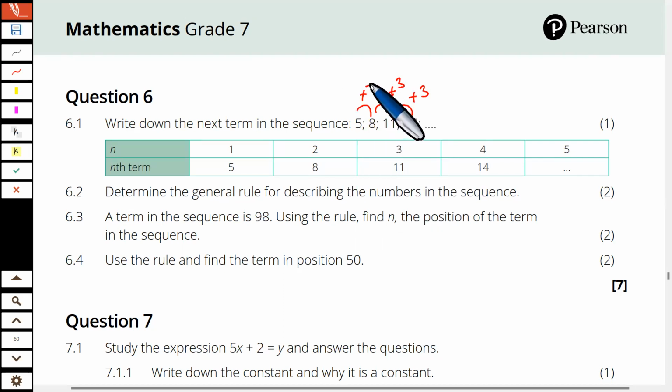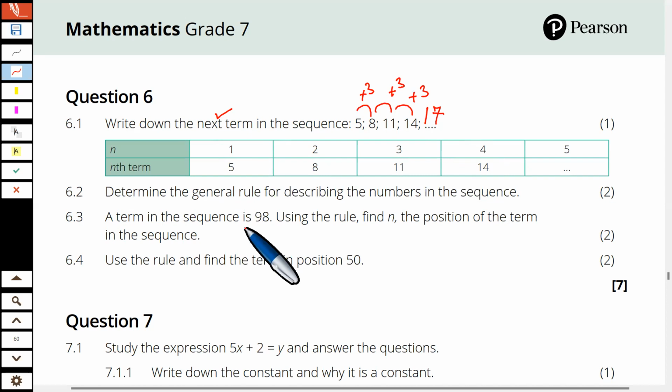The question then becomes, what do we do? In the end, therefore, you add 3. So if you add 3 to 14, what do you get? We get exactly 17. And then obviously we're asking the question, write down the next term of the sequence. So we're looking for the next term of the sequence, and clearly the next term is 17.